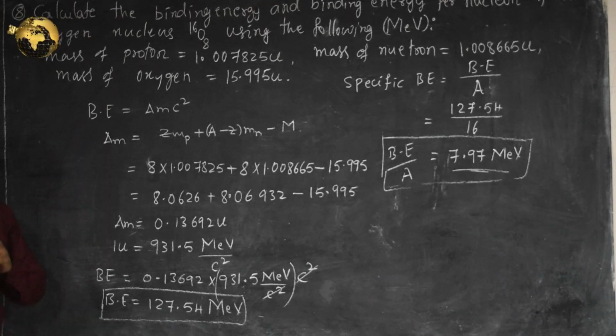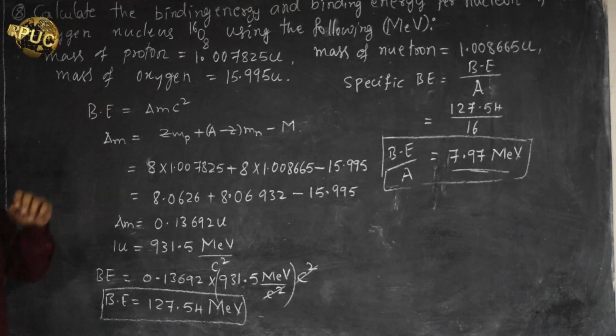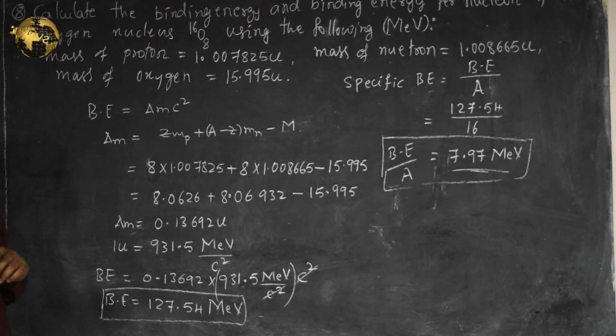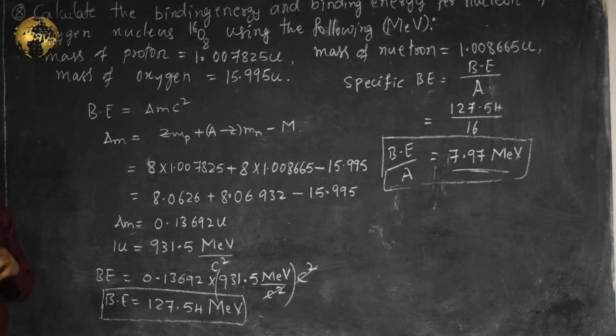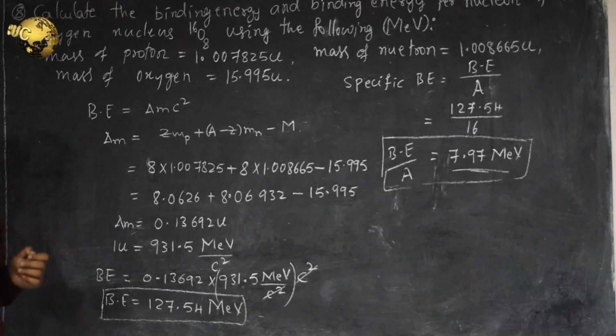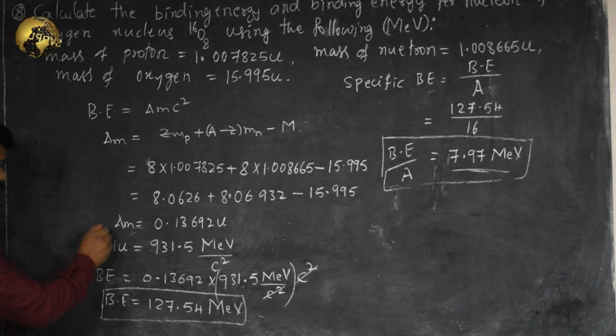It's a very simple, direct one. We need to calculate the binding energy and binding energy per nucleon. So by calculating the mass defect, you can easily calculate the two quantities. This one you should remember.